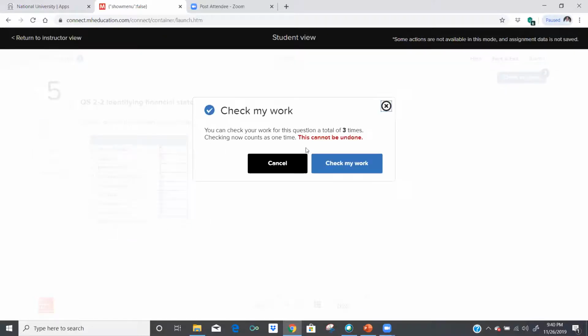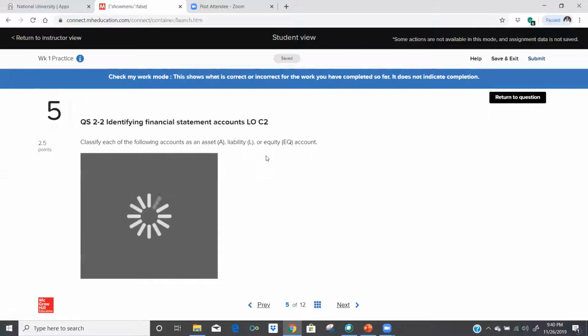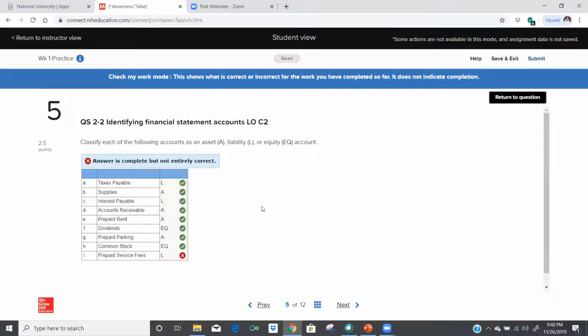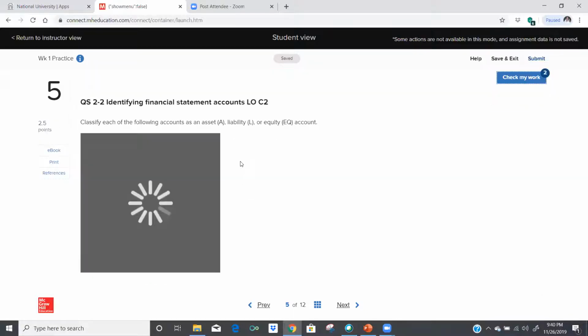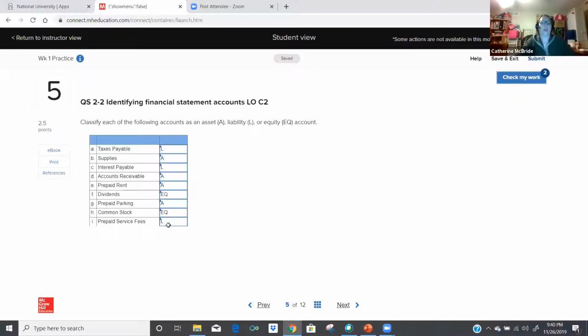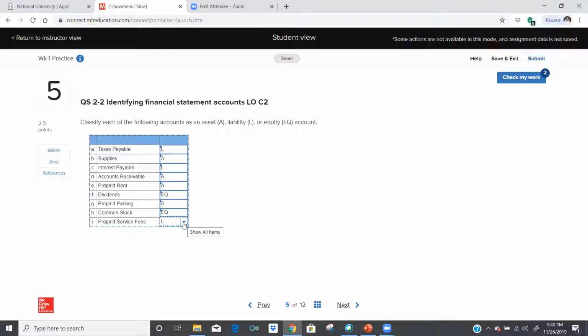Because they're not calling it unearned revenue. I'm trying to trick you. Okay, good. It is the other. Okay, so prepaid service fees. We've paid something in advance again, just like the prepaid rent and the prepaid parking. It's an asset.